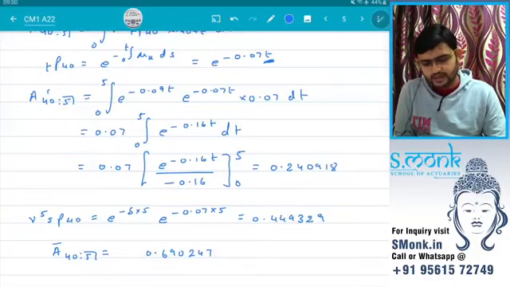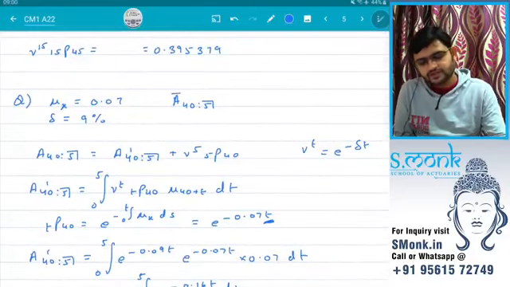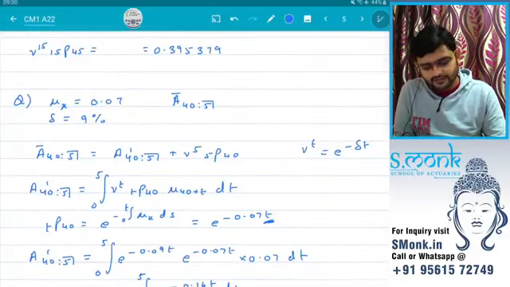Did I forget the bar everywhere? Because these are all continuous, just put a bar everywhere.